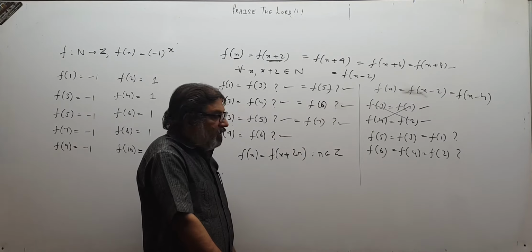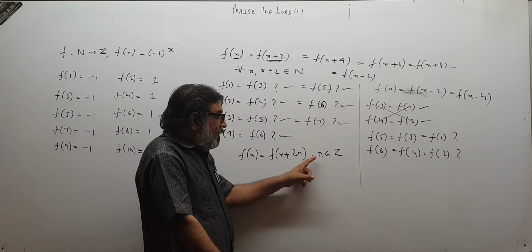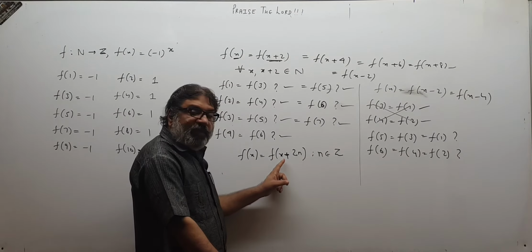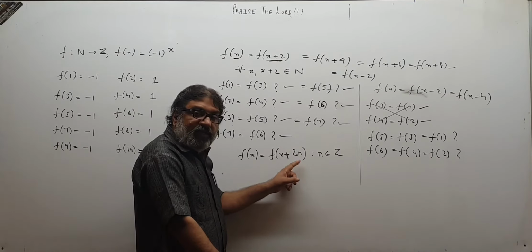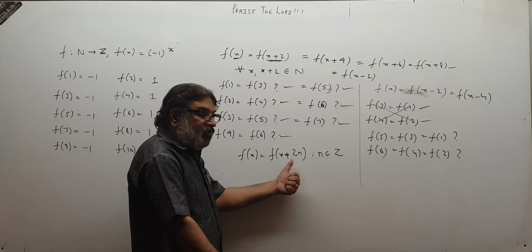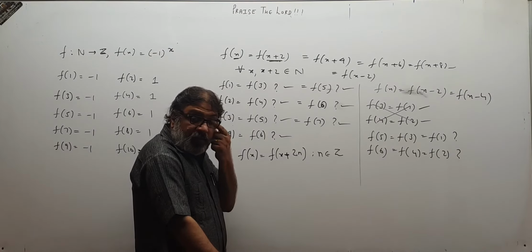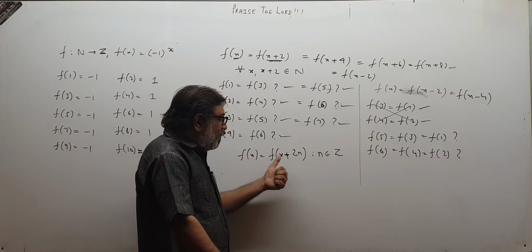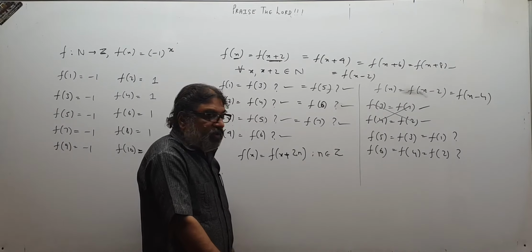That is correct. If I take n as minus 2, this will become f(x) equal to f(x-4), 2 into minus 2 is minus 4. So f(x) will be f(x-4). That is also correct. So f(x) is equal to f(x+2n) and n belongs to Z.